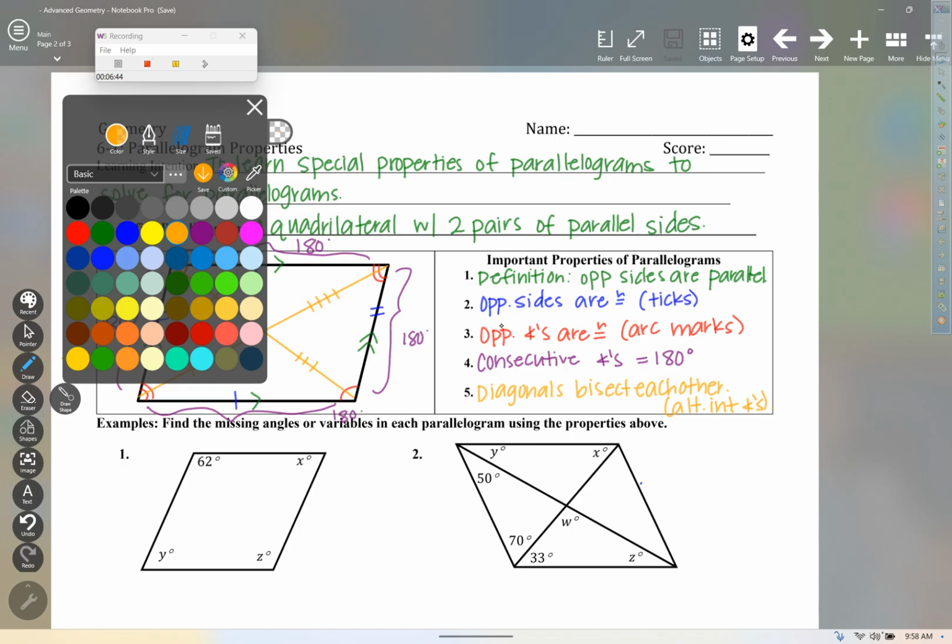I am going to start putting in just some random numbers so you can see how all of these properties come into play. Just a reminder that the diagonals not only bisect each other, but they also create alternate interior angles. So I'm going to say that this is 25 degrees. And I'm also going to say that this is 35 degrees. And then I'm going to say that this is 20.